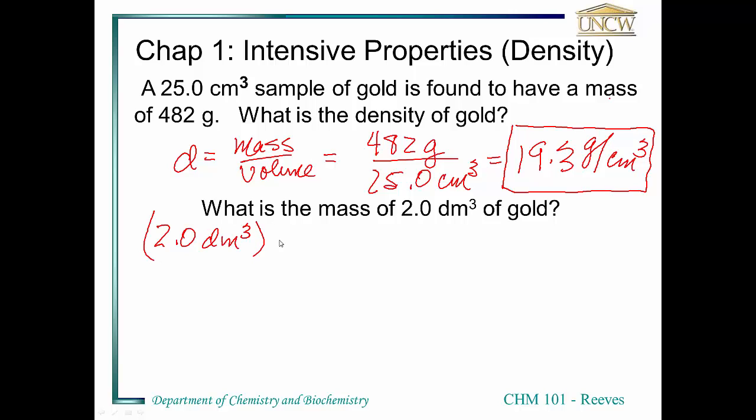Now, we can't use our intensive property to convert that into a mass as we're supposed to, because the units don't match up. We have cc's there, we have cubic decimeters here. Well, it turns out there are 10 centimeters in a decimeter. And in order to get that into a cubic unit, we're going to need to cube the term. And that means that we've got 2.0 times 10 to the third cubic centimeters.